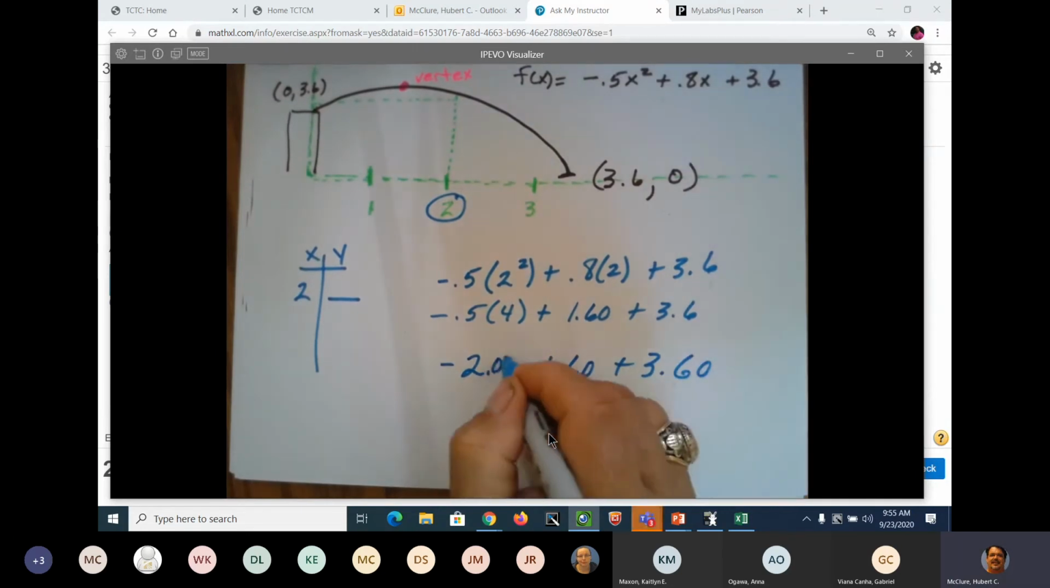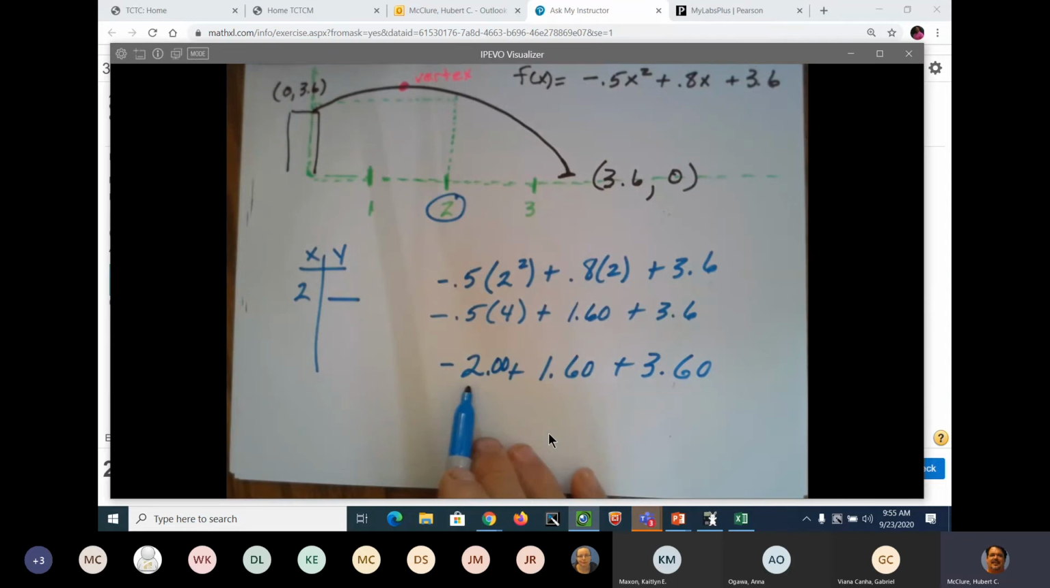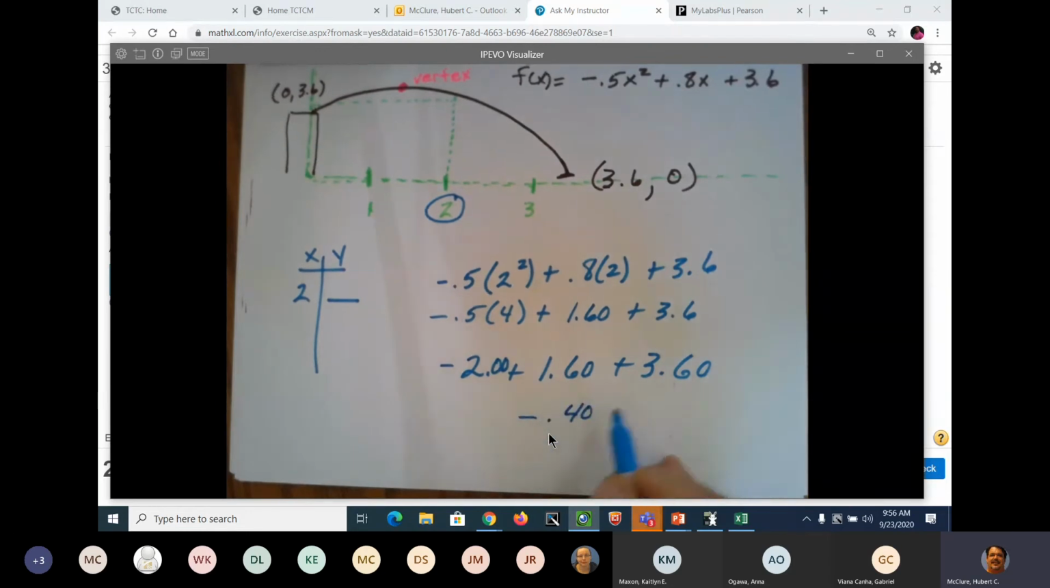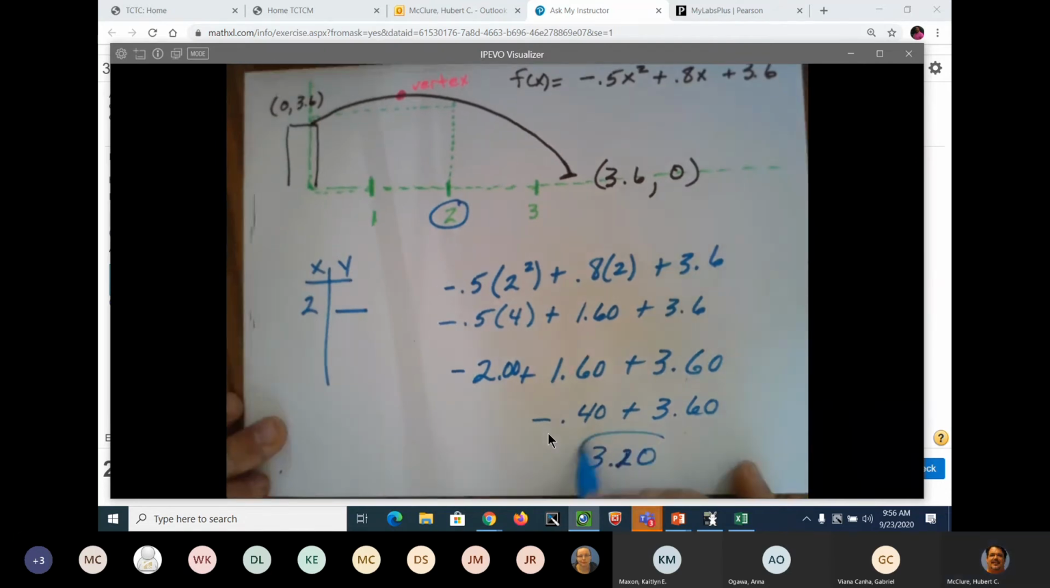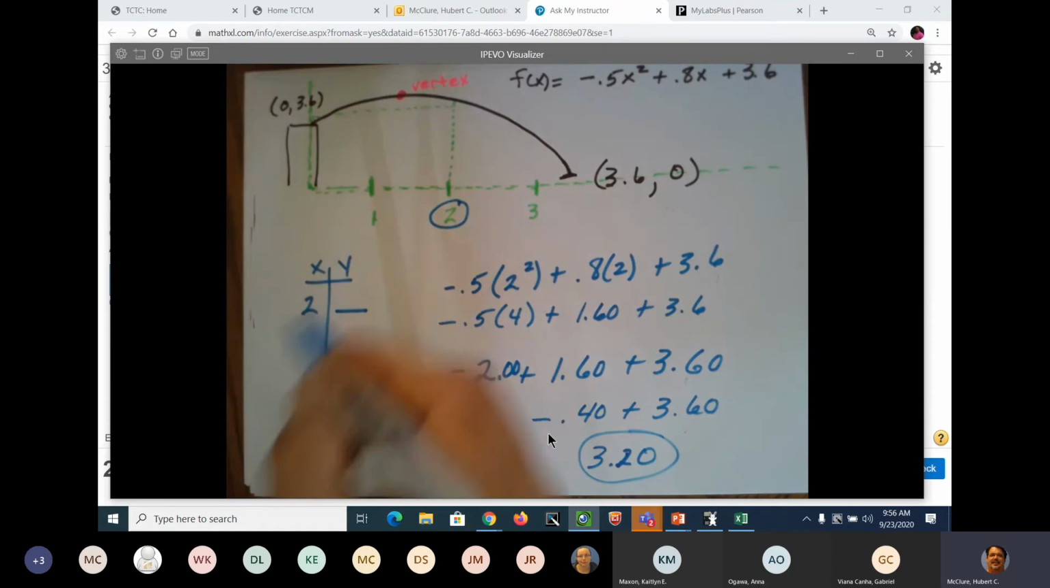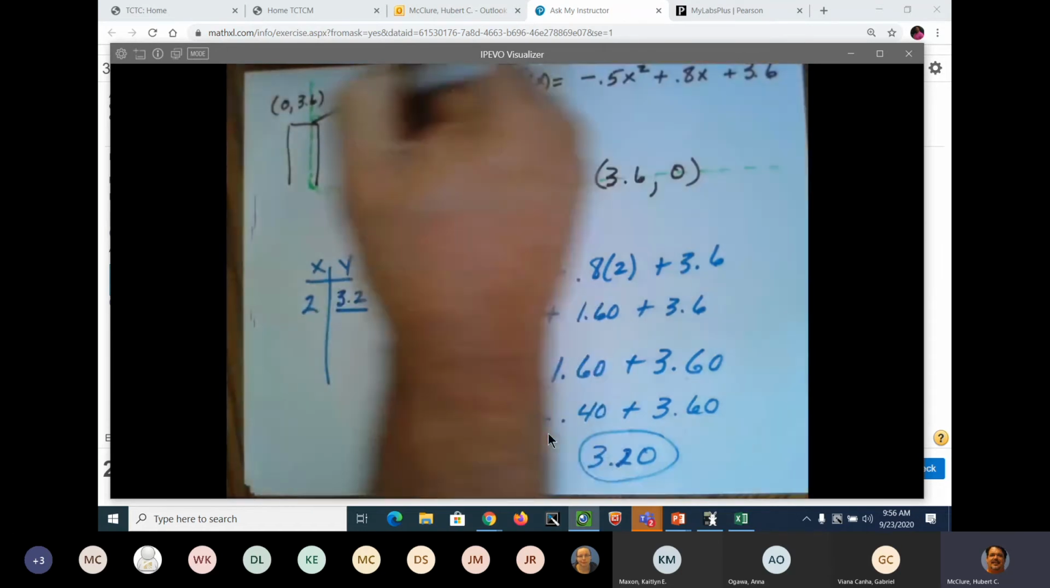So you owe somebody $2. You give them $1.60. What do you still owe? You still owe them 40 cents. You owe somebody 40 cents and you have 3.60. What's the outcome if you pay them the 40 cents? So your height is 3.2. So 3.2 is right here.